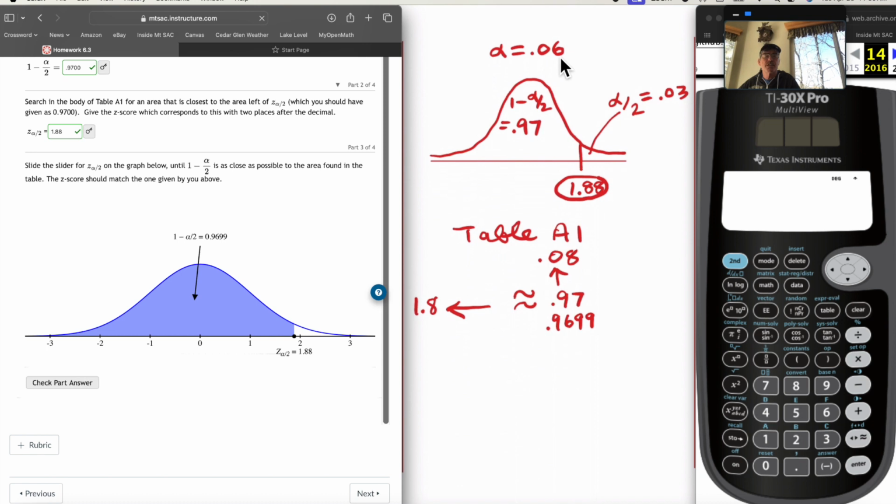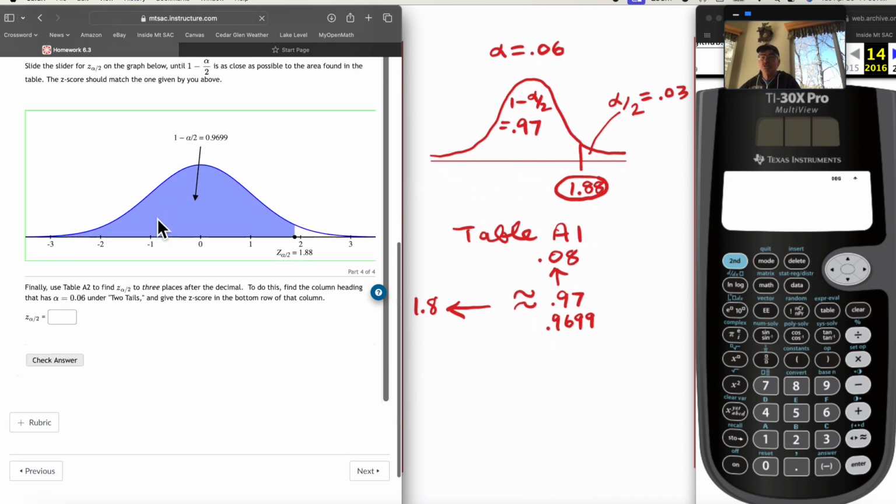So you can kind of see the whole picture. Alpha was 6%, alpha over 2 is 3%, the complement is 97%. You go to the table to find the closest thing you see, 96.99%, which corresponds to a z alpha over 2 of 1.88. We can go ahead and check the answer. We're all good here.